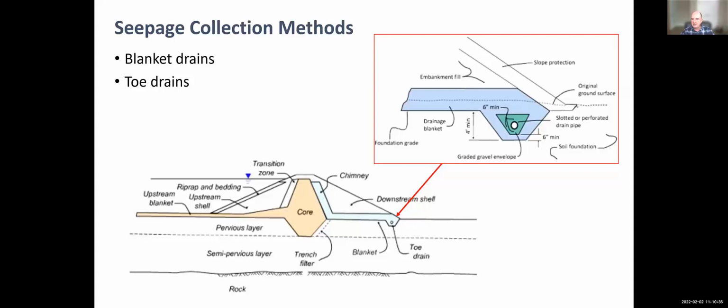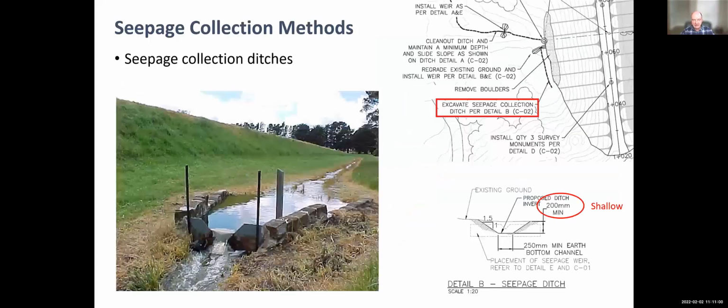This is a little bit of a zoom in of what this toe drain might look like. They don't have to be huge structures for some of our smaller dams. So in terms of the dimensions, they're not very big here. This drain blanket is essentially a fairly clean sand, maybe a little bit of gravel in it. And then you may have ditches near the downstream toe of your dam.